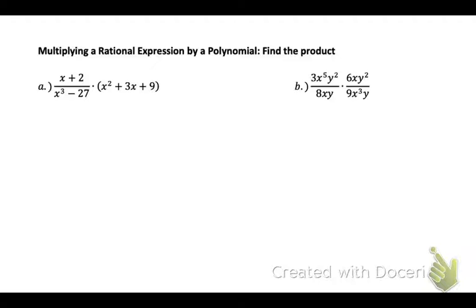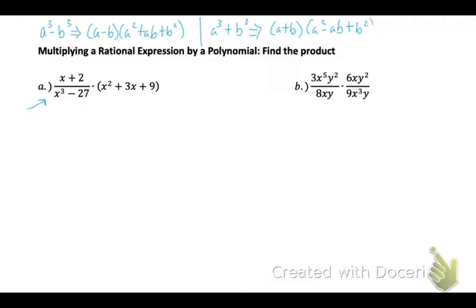So for the difference of two cubes, we'll call it a cubed minus b cubed. You figure out what values are being cubed. So in this example, it's an x that's being cubed and a 3, and then it will break down into this pattern. So a minus b times a squared plus ab plus b squared. Likewise, if you have the sum of two cubes, it will factor as a plus b times a squared minus ab plus b squared. So let's apply this to problem A.